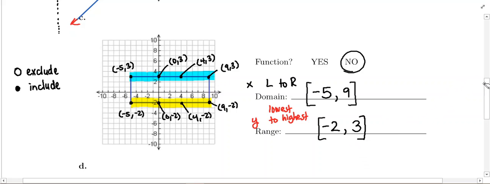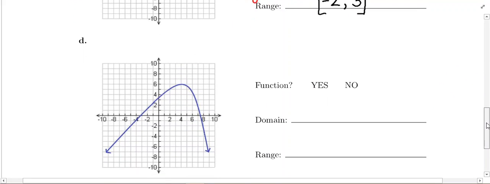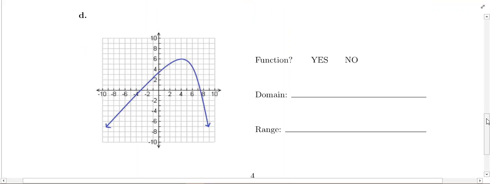Okay, let's move on to example D here. Here is the graph.